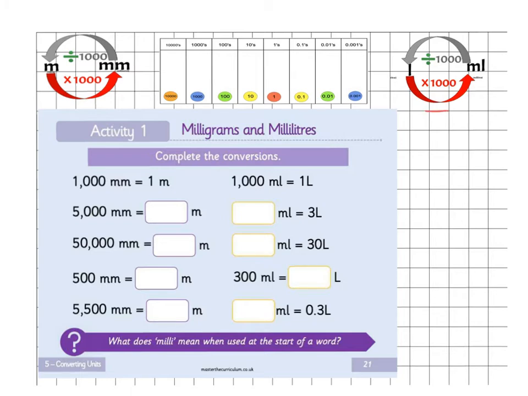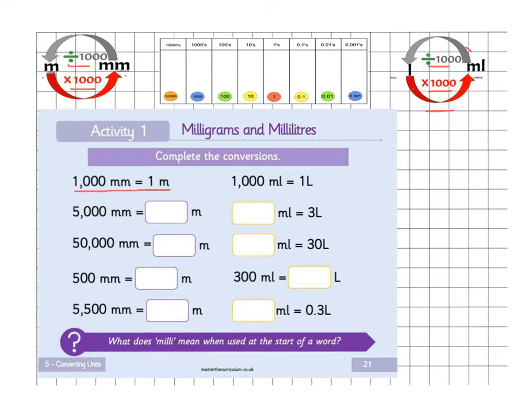So over on the top right here, we have litres to millilitres. Litres to millilitres, we multiply by 1,000. Millilitres to litres, we divide by 1,000. And over here we have metres and millimetres. To change metres into millimetres, we multiply by 1,000. And to change millimetres into metres, we divide by 1,000. So let's use that and the place value board to help us with these conversions.